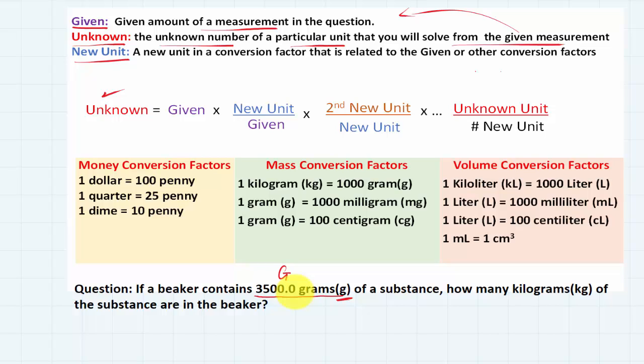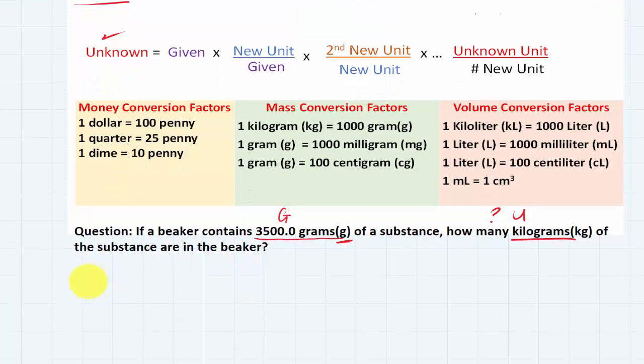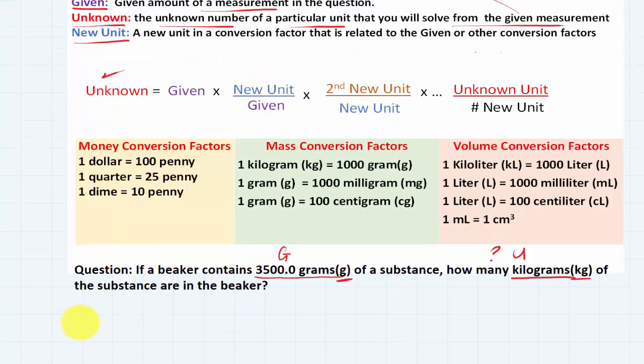But wait a minute, the problem asks for how many kilograms of the substance are in the beaker. So the value is still 3,500 grams of substance, but we want to convert it to kilograms. So here would be your unknown. And we're trying to solve for the number of kilograms based on the given. So let's apply our systematic approach. So first of all, we are trying to solve for the unknown, which is in kilogram. So we have question mark kg.